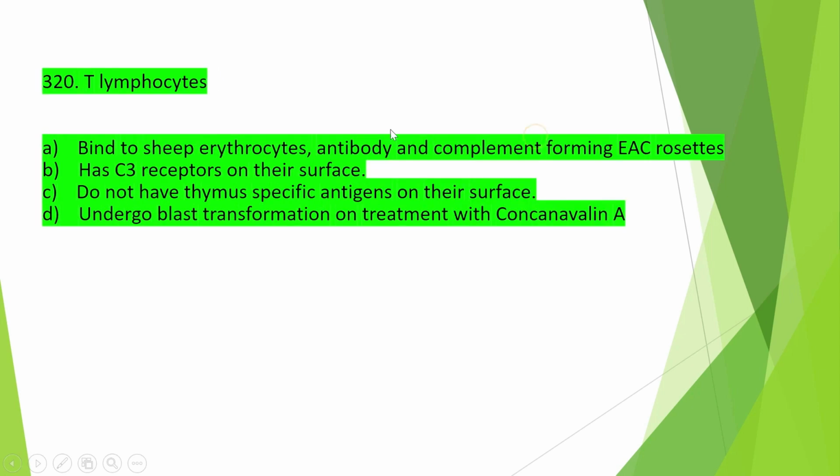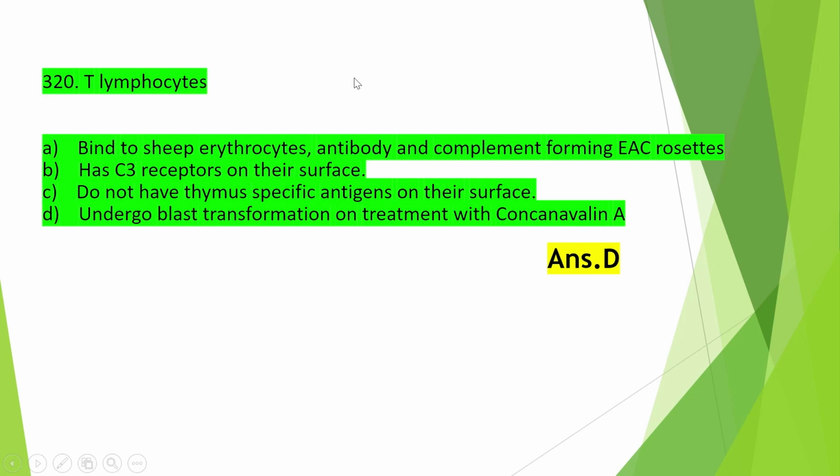Okay, so next one is T lymphocyte. So T lymphocytes bind to sheep erythrocyte antibody and complement forming EAC rosette, or have C3 receptor on their surface, or do not have thymus specific antigens on their surface, or undergo blast transformation on treatment with concanavalin A, and the right answer is option D. So T lymphocytes undergo blast transformation on treatment with concanavalin A.